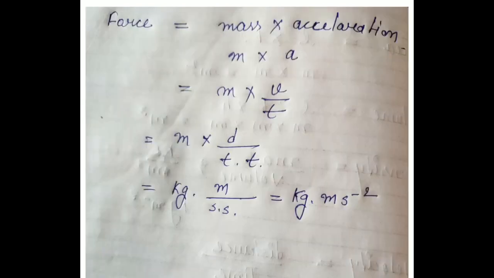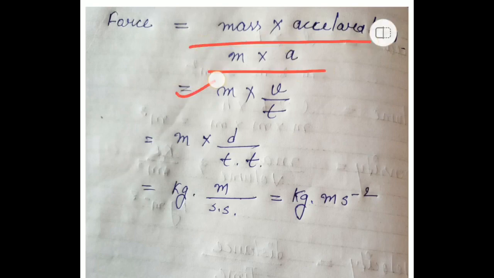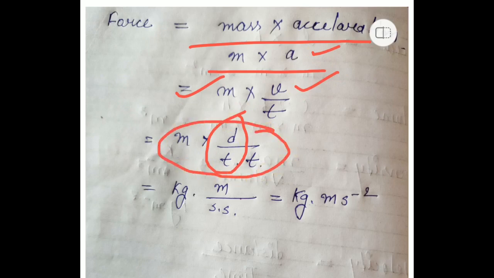Next is force. The formula of force is mass into acceleration, m into a, mass is in kilogram. Again acceleration is v by t, velocity upon time. Again replace the velocity by d by t, m into d by t into t. It means all are in basic terms. Now mass is in kilogram, distance is in meter, time is second into second. So the unit of force will be kilogram meter per second square.